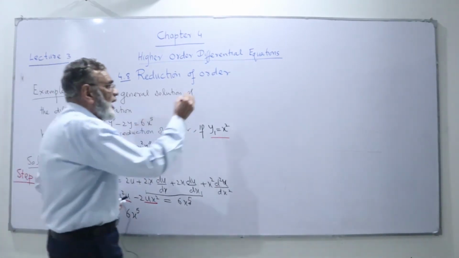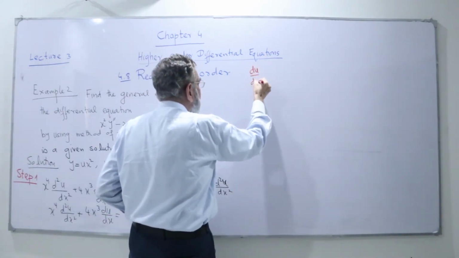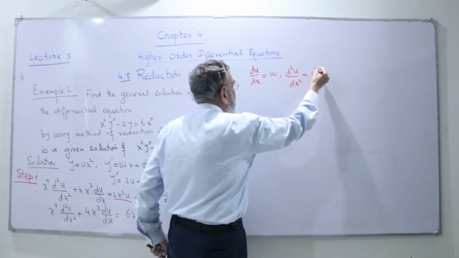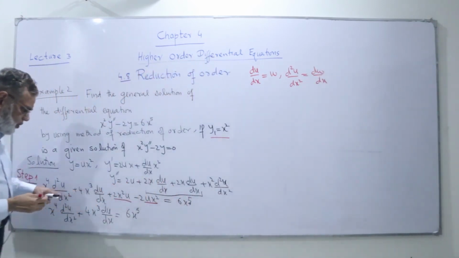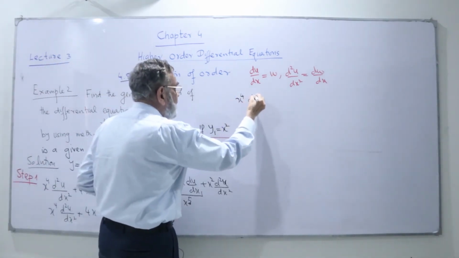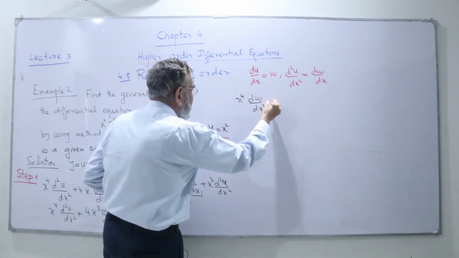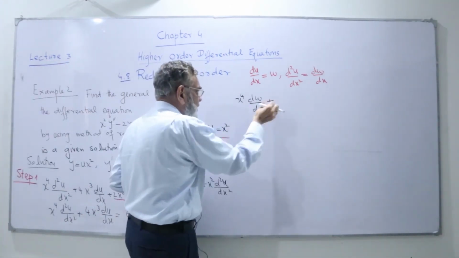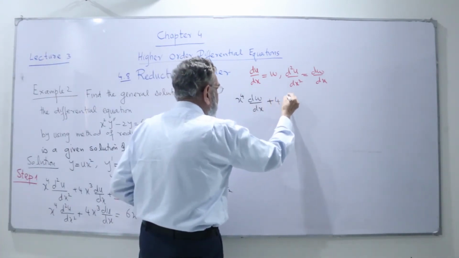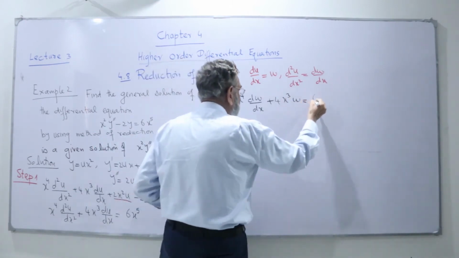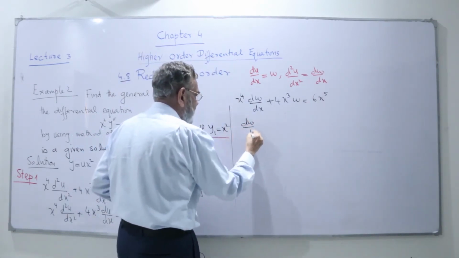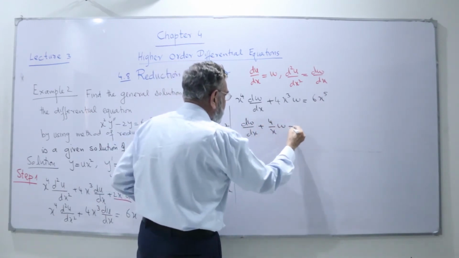And here what I have to do is substitution. I substitute du by dx equal to w, and d2u by dx squared equal to dw by dx in this equation. I get x to the power 4 into dw by dx, replacing d2u by dx squared, then plus 4x cubed w, with du by dx changed to w, equal to 6x to the power 5. I divide by x to the power 4, and I get the equation dw by dx plus 4 upon x w is equal to 6x.